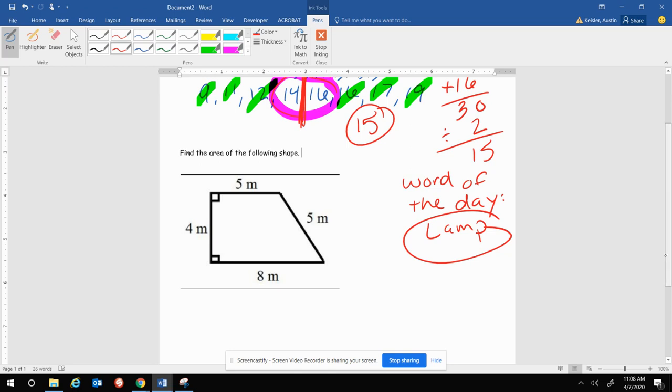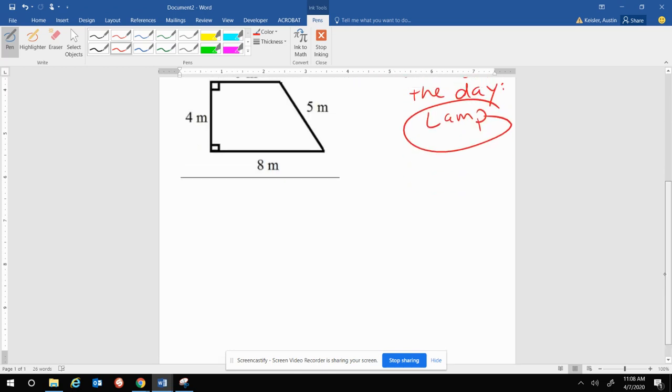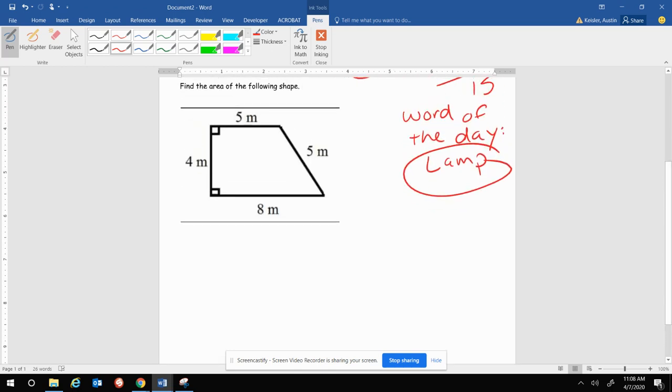We're going to go find the area. Sorry, I'm going to scroll up a little bit. Of the following shape. That shape is a trapezoid. It has 4 sides, and it has one set of parallel sides that I just highlighted. Those are the bases. Your formula charts are posted on the Google Classroom, but I'm going to go ahead and write the formula right here. It looks really complicated, but it's really not.